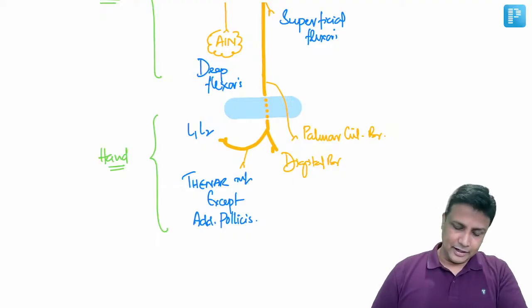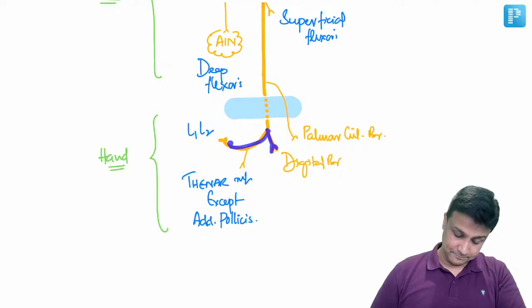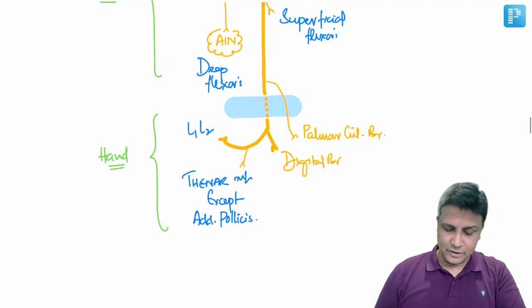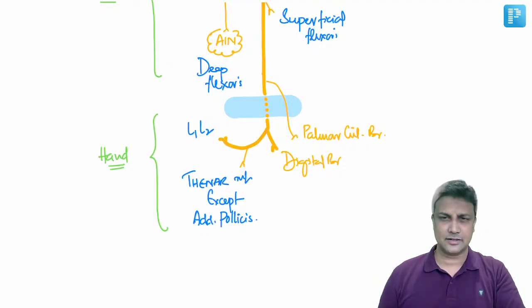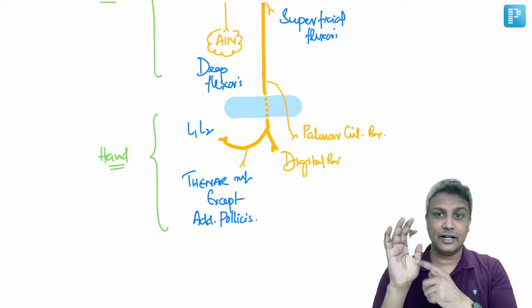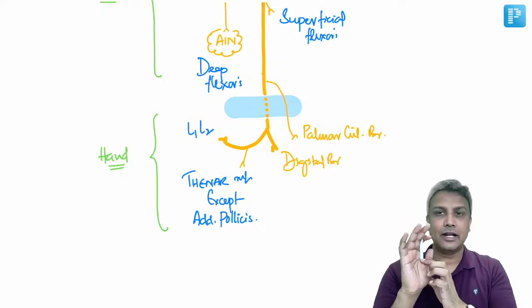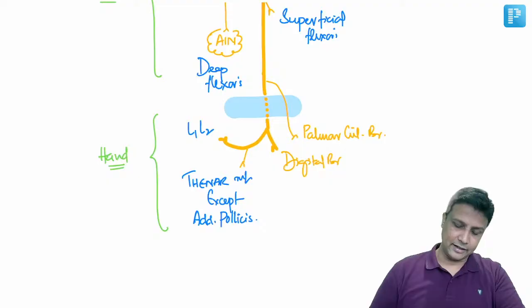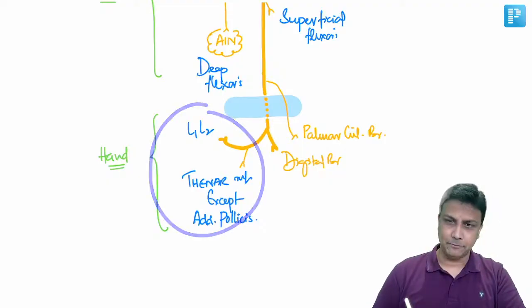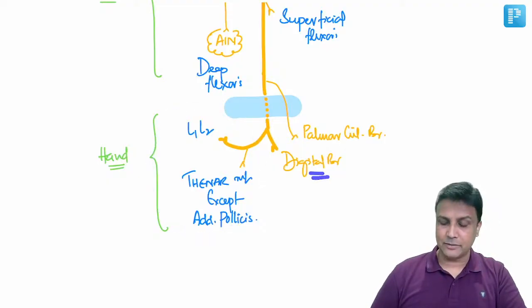Now after entering the hand, it again divides into two branches. This branch takes care of the muscles, like all the thenar muscles except the adductor pollicis, and lumbrical number 1 and lumbrical number 2 are taken care of by your median nerve. Fine. Now what about the digital branch and the palmar cutaneous branch?